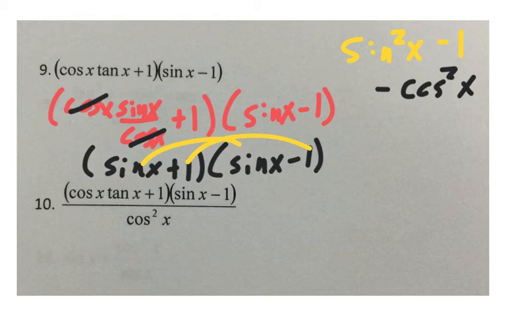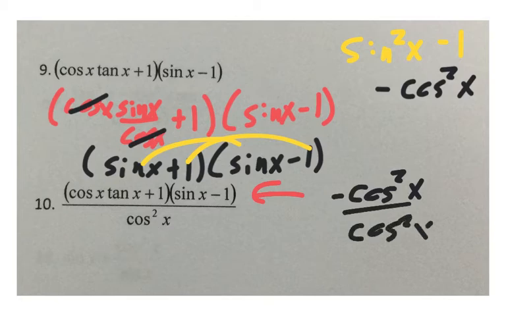So on 10, they've kind of been nice to us. Look at the numerator. The numerator is what? Exactly what I just got done doing. It's the exact same thing. So I know what the numerator is going to simplify to be. The numerator is going to be negative cosine squared. The denominator is cosine squared. So now what's negative cosine squared divided by cosine squared? Negative 1. Remember that negative has to stay.